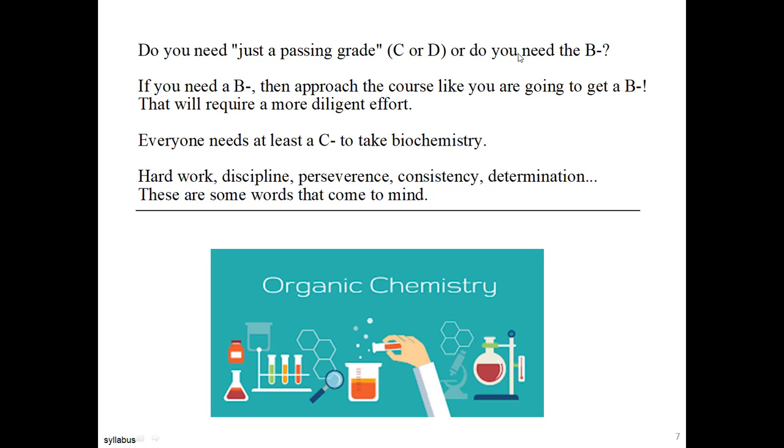Now, a lot of students in foods and nutrition have this B- requirement, which is a department criteria. It seems kind of tough to have to get a B- to succeed in the course, but if you do have to get a B-, then you're going to have to put in a little more effort, make sure you get that done. Okay, everybody else who has to take biochemistry, then your goal is a C-. This is a minimum. Now, I'm assuming people don't really want the minimum, but if that's the case, you've got to get that. So if you work hard, you have discipline, perseverance, consistency, determination, you will succeed in this course.